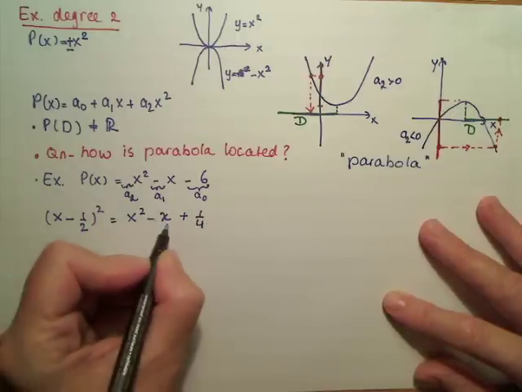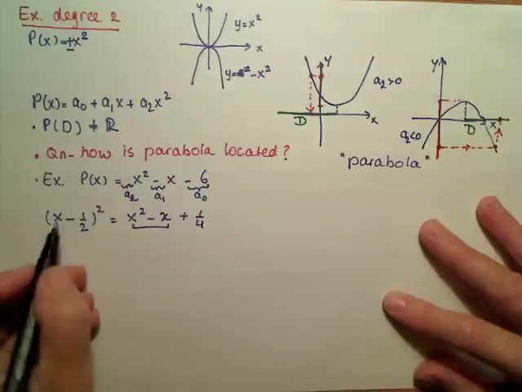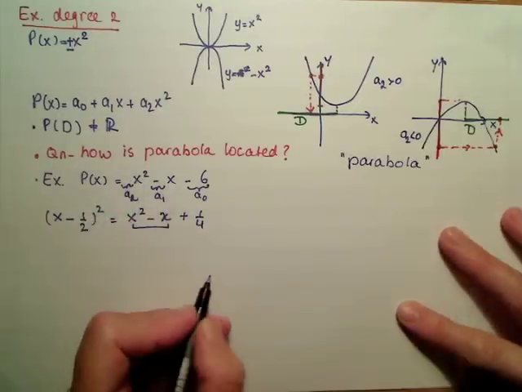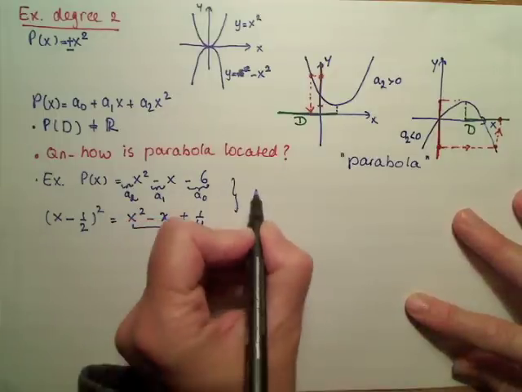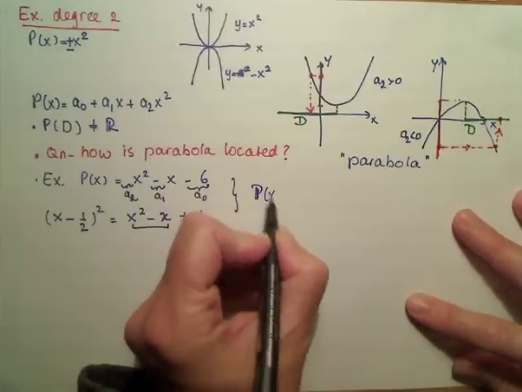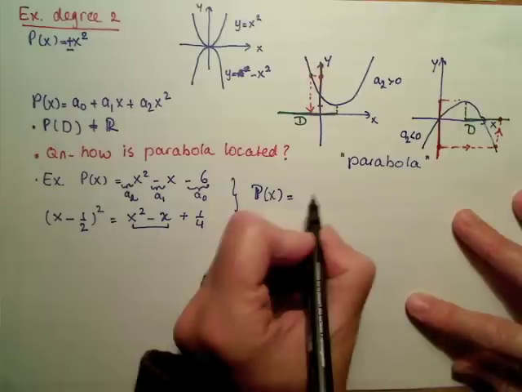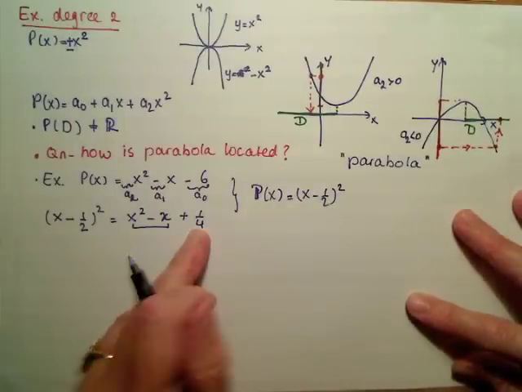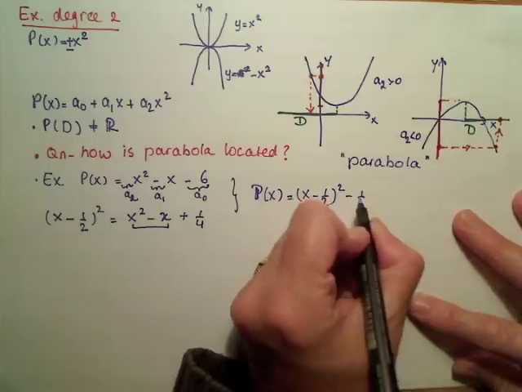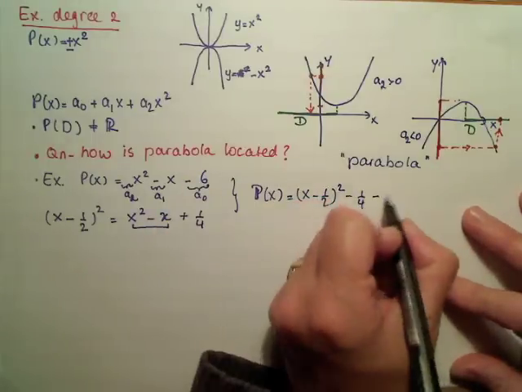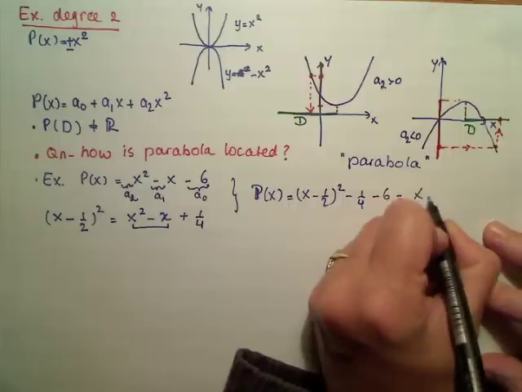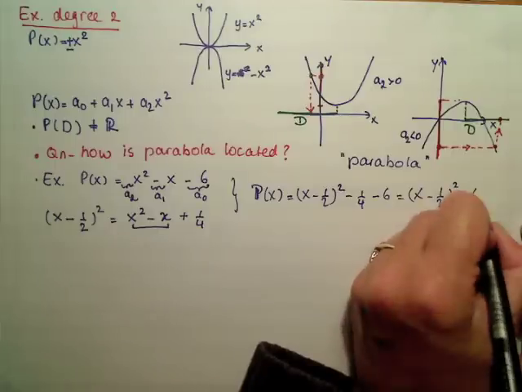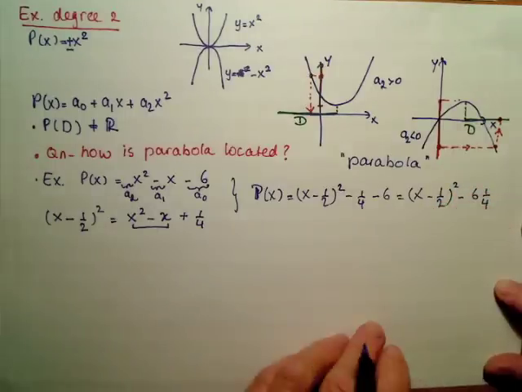And so this part x squared minus x can be written as the square minus 1/4, and we plug it into our polynomial. So what we get in that case is that p(x) equals (x minus 1/2) squared minus 1/4 minus 6, which is (x minus 1/2) squared minus 6 and 1/4.